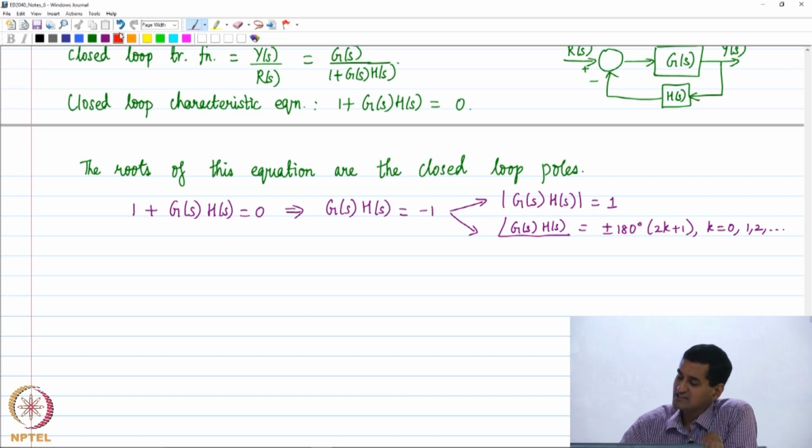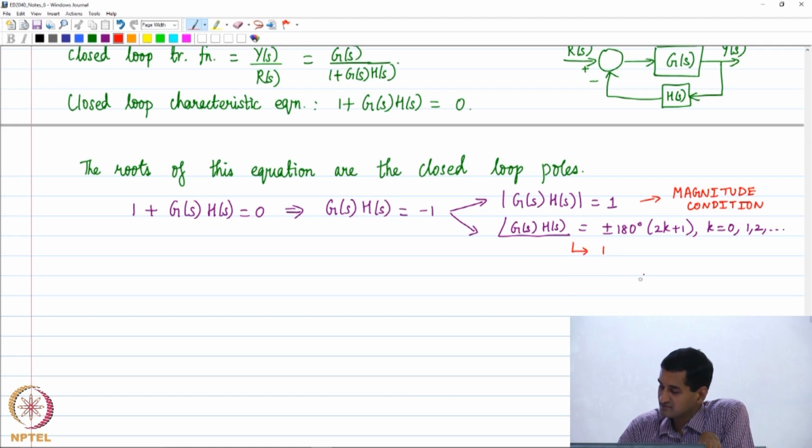So, this condition is what is called the magnitude condition. This condition is what is called the angle condition or the phase condition. Of course, some people will call it a phase condition.